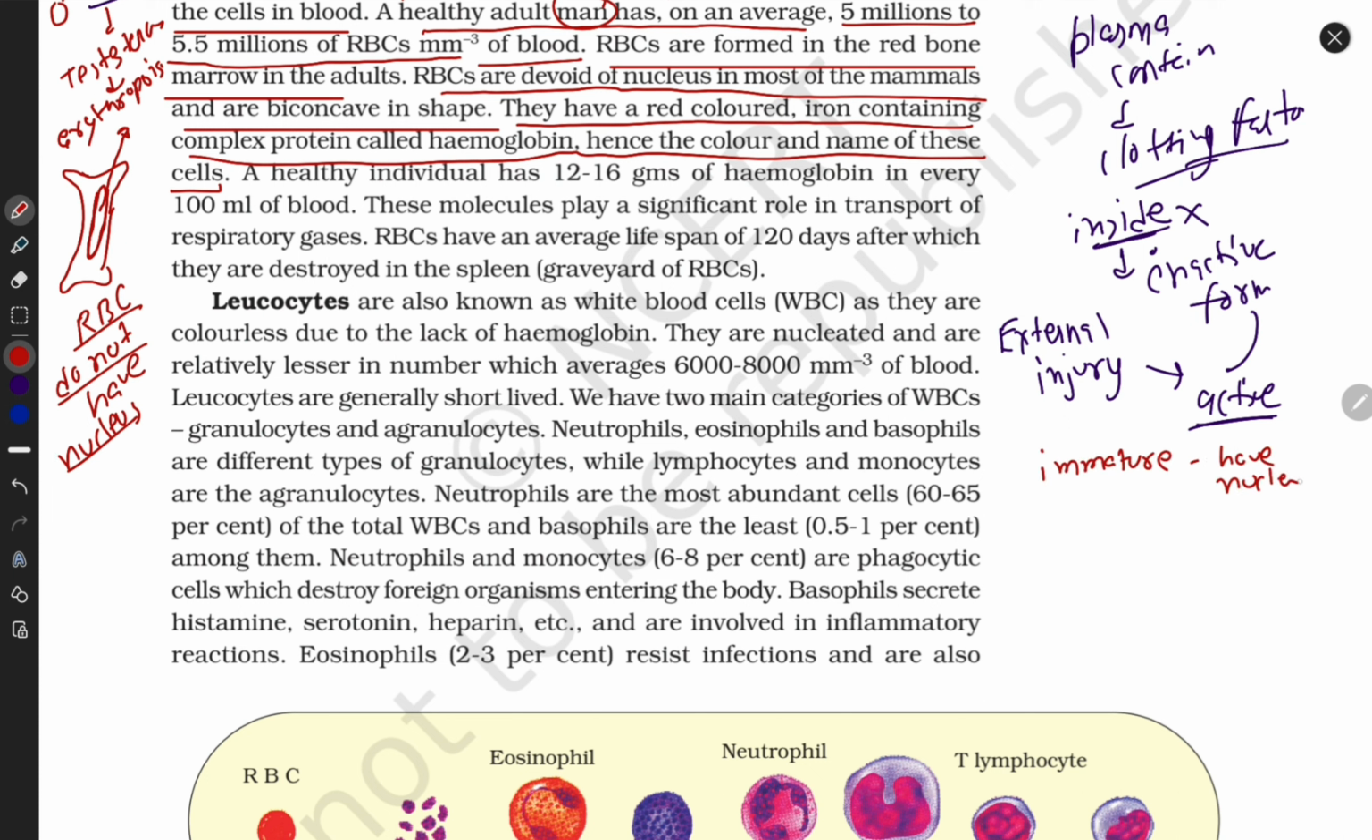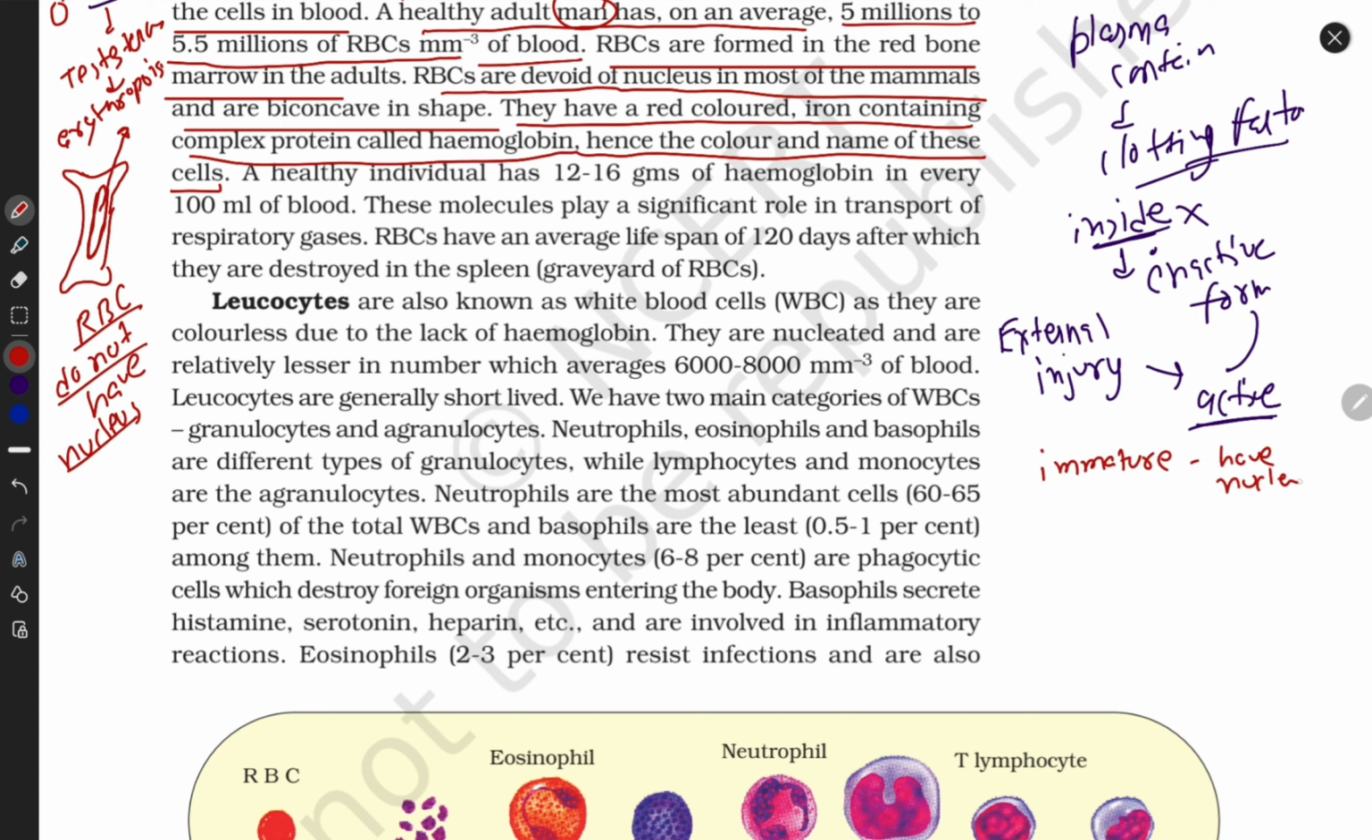Now, the special feature of RBC is what? RBC contain hemoglobin. Every kind of organism has a different amount of hemoglobin: man has a different amount, female different, camel different, elephant different, dog, cat, everyone. Don't panic. But an average healthy individual has 12 to 16 grams of hemoglobin in every 100 ml of blood. This is important, guys.